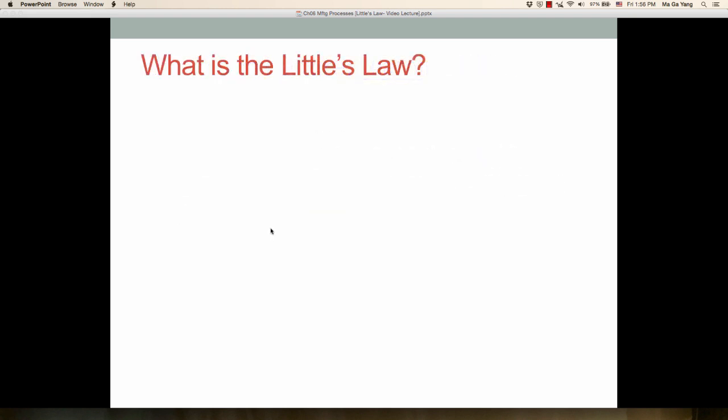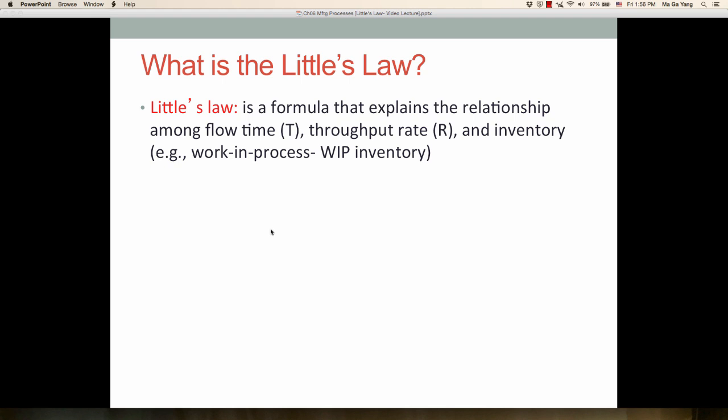Then what is Little's Law? Little's Law is a formula that explains the relationship among flow time, throughput rate, and inventory. Inventory is work in process inventory, or WIP.